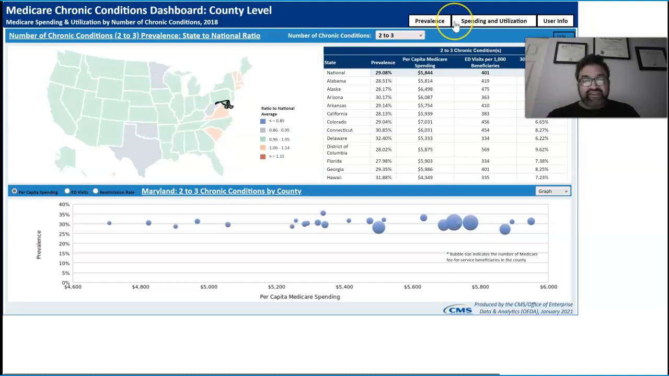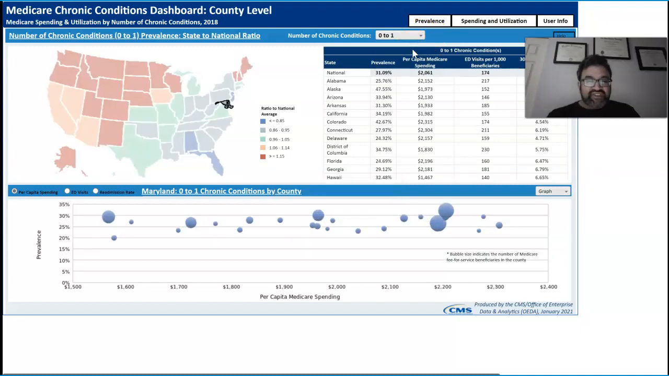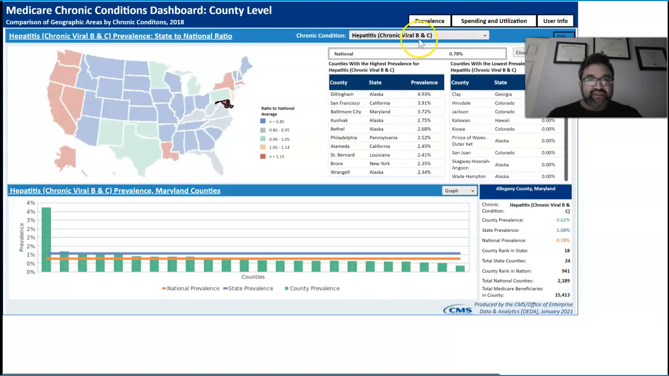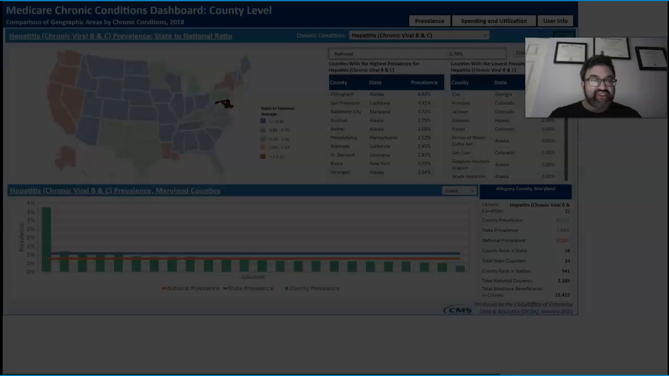So for instance, out of just the conditions that I went over, if somebody has 2 to 3 conditions, or if somebody has even 0 to 1 condition in certain states, you can then look at the spending and utilization of those same states, or some other variable, and even hepatitis, and then see which ones relate to which. So that's another way that you can create chronic diseases dashboards.